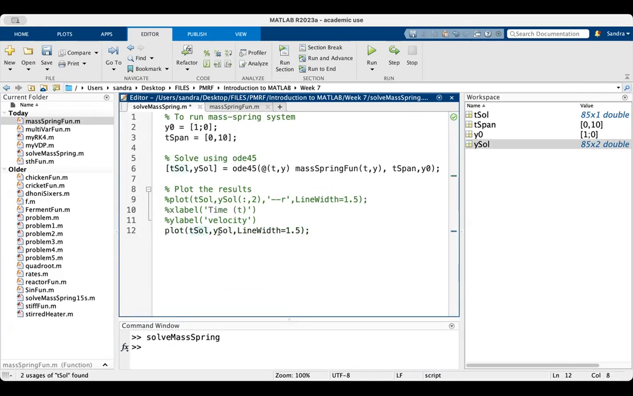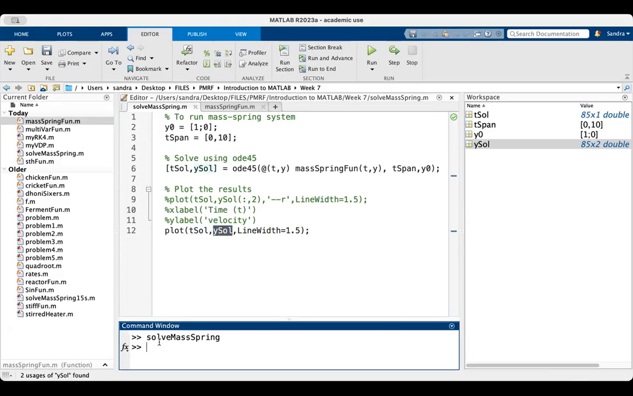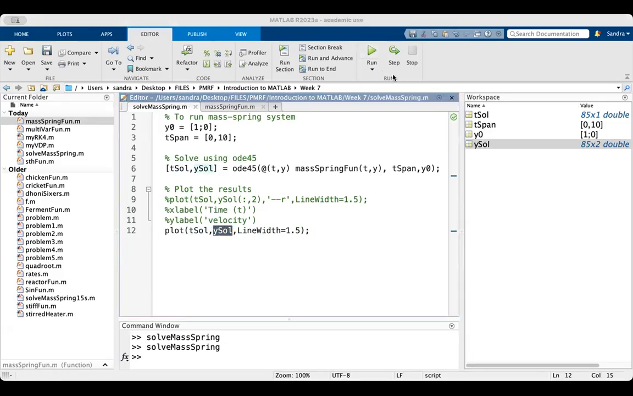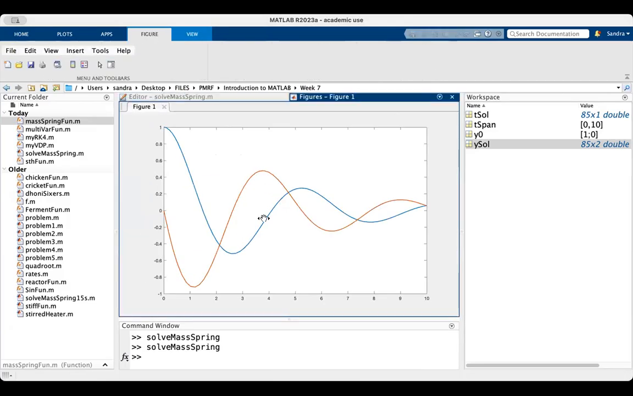I'm just plotting t-solve versus y-solve. And remember, y-solve has two columns. Okay, so when I run this, I get two lines. One corresponds to x, the other corresponds to y.